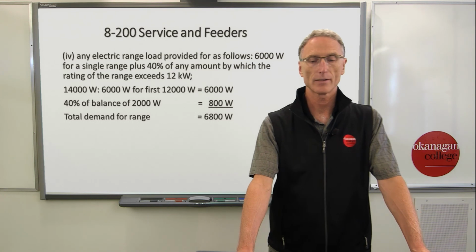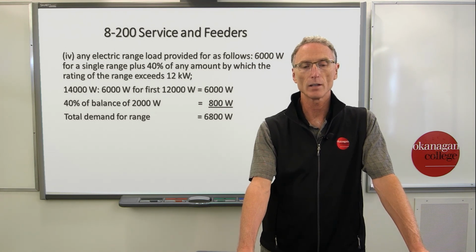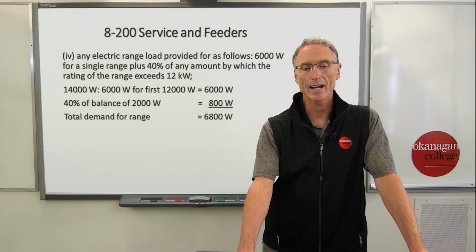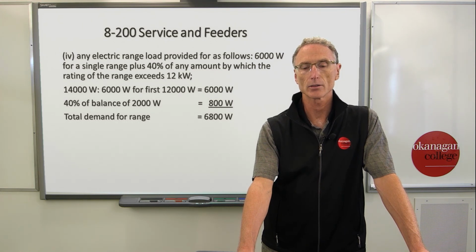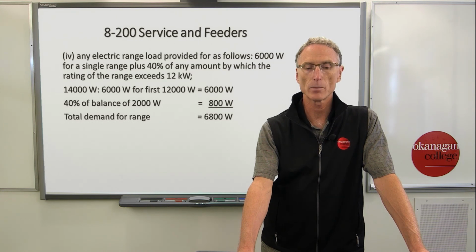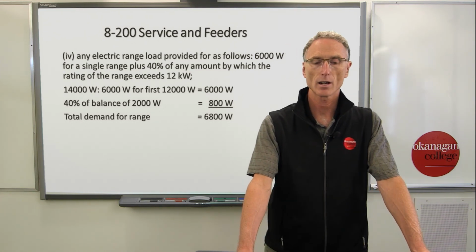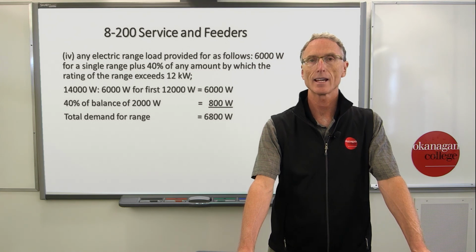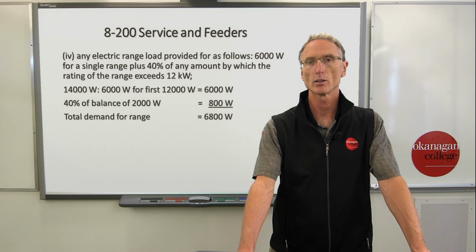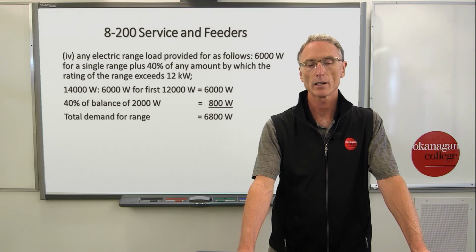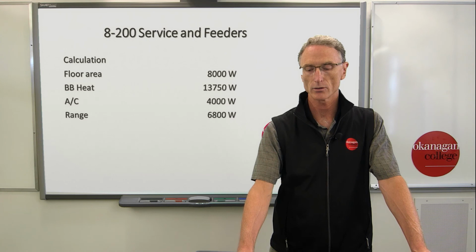So how does that affect our calculation? We take the first 12 and we apply 6,000 to it. So our first number in our calculation is 6,000 watts for our range. Then we're going to take 40% of the balance of 2,000, because that's how much it exceeds 12 kilowatts. And 40% of 2,000 watts is 800 watts. Add those together and we have 6,800 watts for a total demand for our range on our main service.